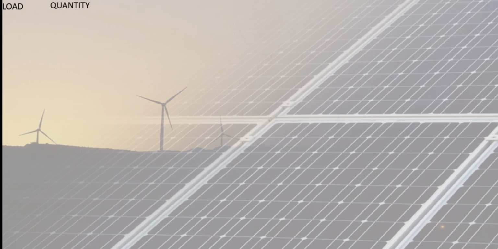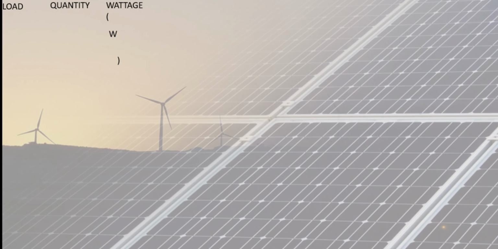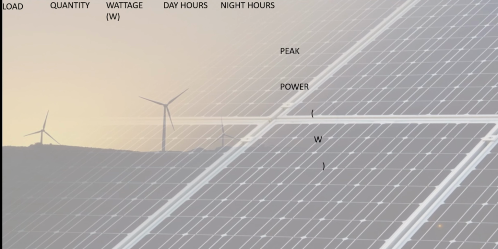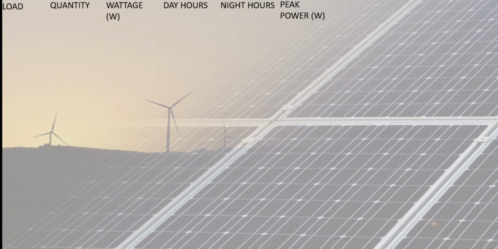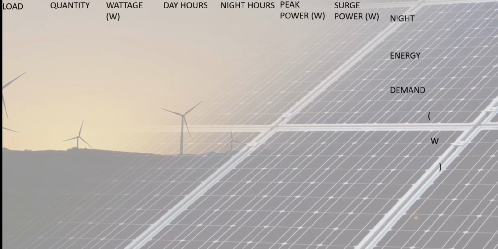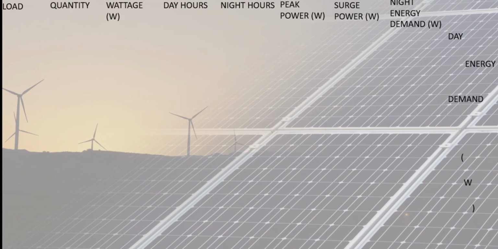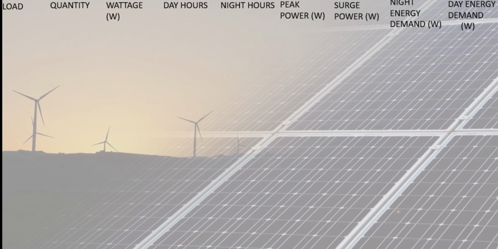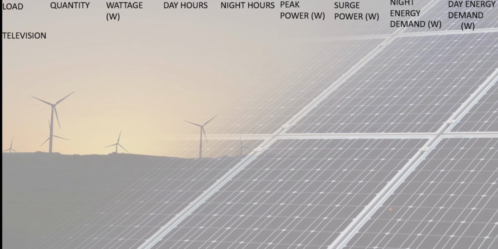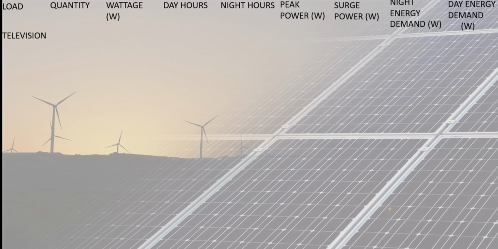Quantity of devices. Wattage of the devices. Day hours, daily hours of operation. Night hours of operation: how many hours does it operate during the night? Peak power, surge power, night energy demand, and finally, day energy demand. And on the left side, we have what we call the description of the device.